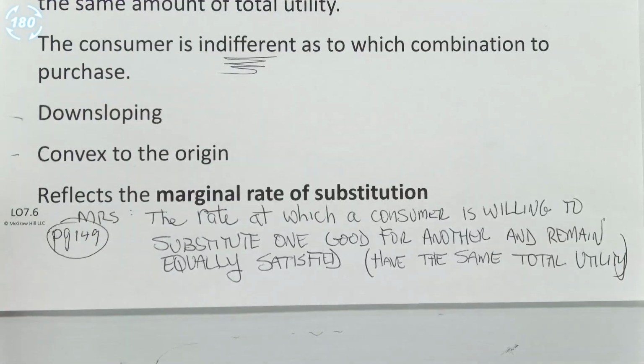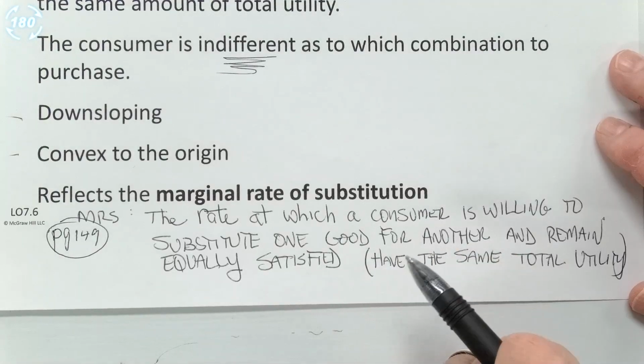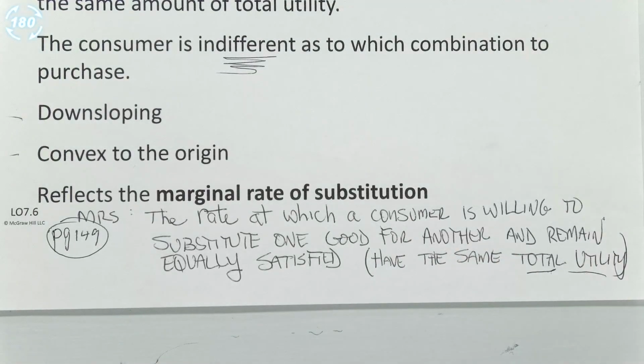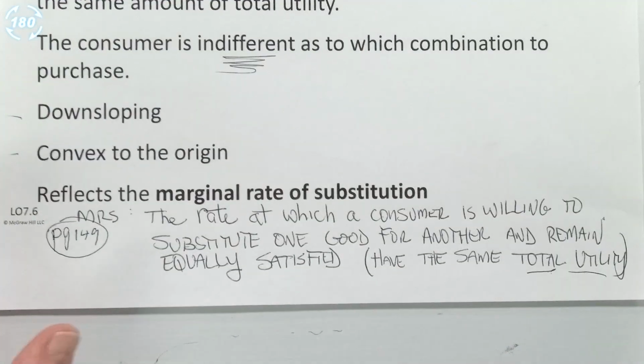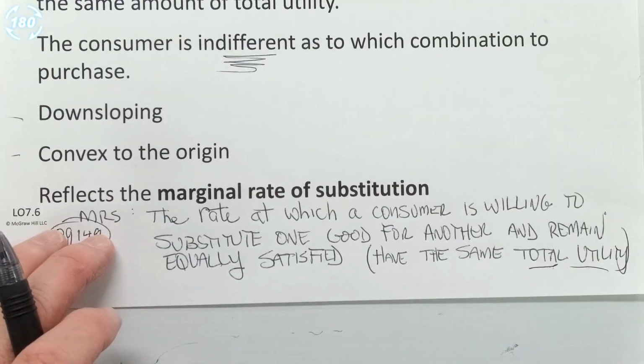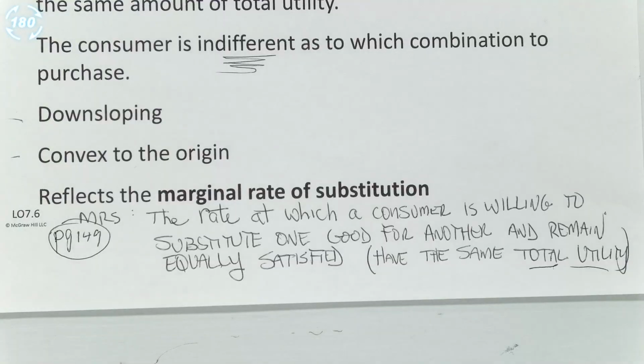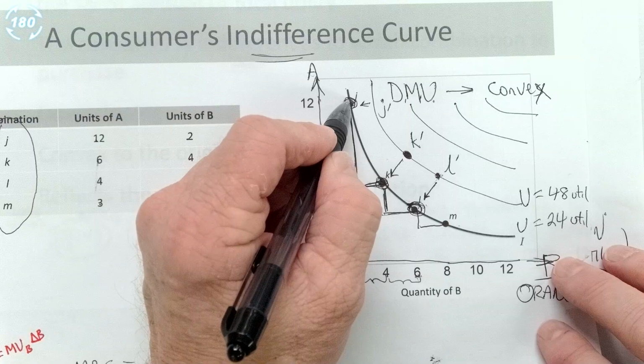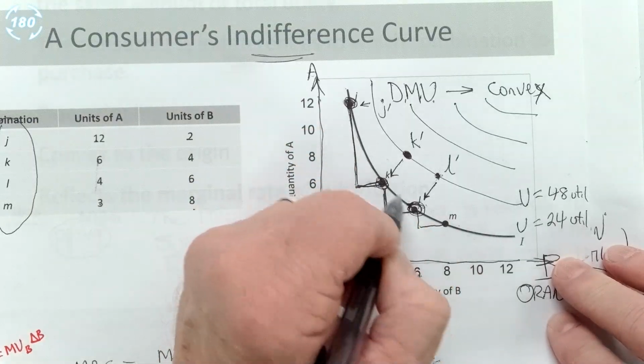Remain equally satisfied. So in other words, you have the same total utility. At what rate would you give up apples to get additional oranges to have the same utility? Okay? So it's a rate of substitution of one of the goods for the other. This is the marginal rate of substitution. And they'll tell you the rate at which you're willing to substitute one of these goods for the other is the slope of the utility curve.